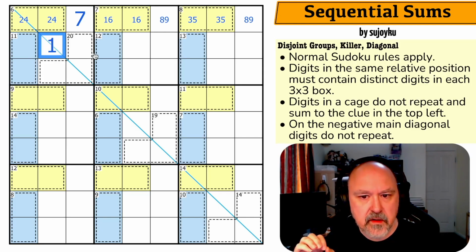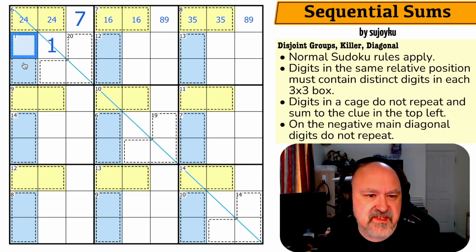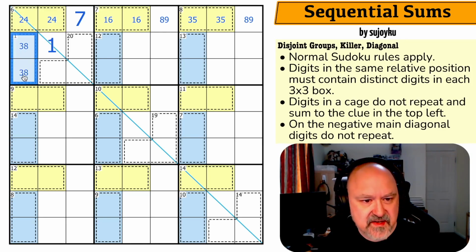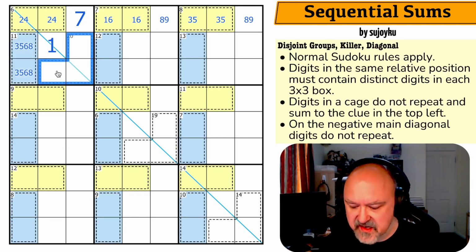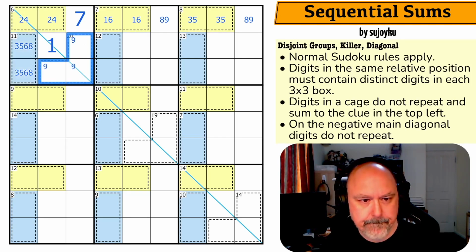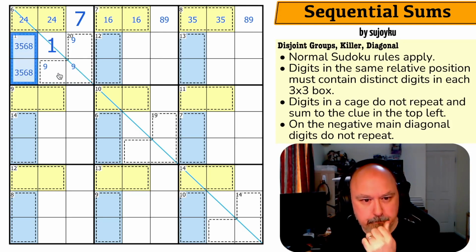Right. Now... This 11 maybe? Because 11 could be 9, 2, but I can't do it. It could be 8, 3. It could be 7, 4, but I can't do 7, 4. Or it's 5, 6. But there must be a 9 in this 20 cage. With the other 11. So it's 9 with either 3, 8 or 5, 6.